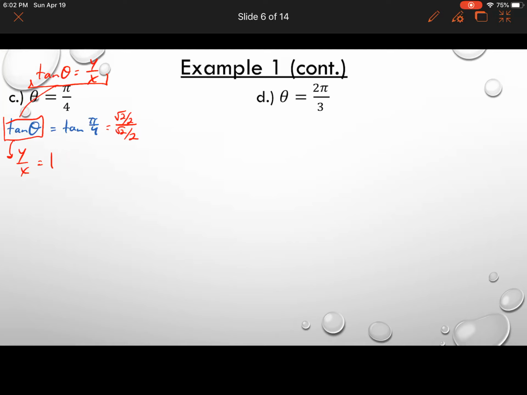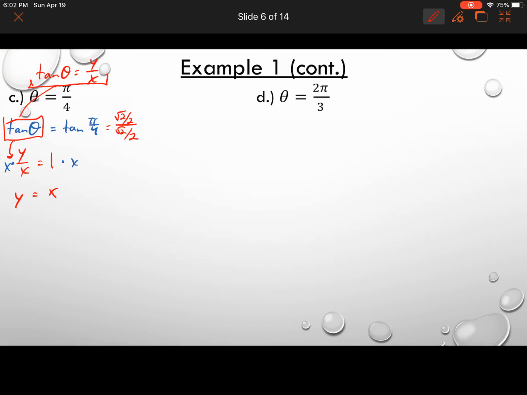Now let's just pretend the question asked us to solve for y, or to get y by itself. Well, if we wanted to get y by itself, all we would have to do is multiply x to both sides of this equation. That x cancels out, y is equal to 1 times x. So let's just say that was what the question was asking you to do to get y by itself, or to solve for y. That's how you would do it in this situation. Otherwise, you would be done with y over x is equal to 1.